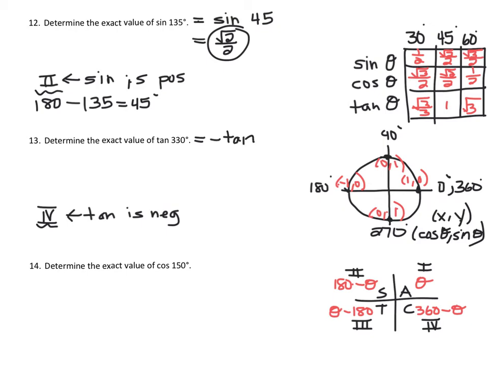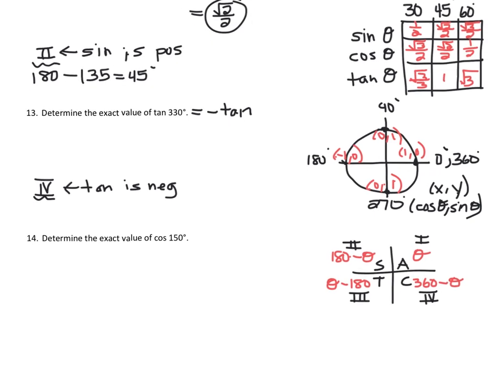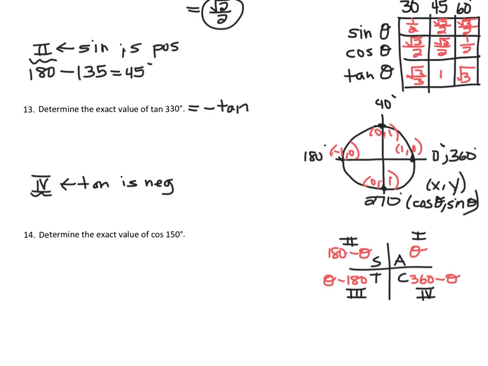Okay, so now we have to find the reference angle that corresponds with a fourth quadrant angle of 330. So let me just move this up a little. If we look over here at our reference angle for the fourth quadrant, it's 360 minus theta. So we're going to do 360 minus this fourth quadrant angle. So 360 minus 330, which gives us 30 degrees. Okay, so this is our reference angle. This is what we're going to put next to the negative tan.